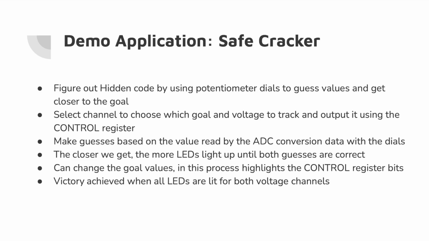We can change the goal by selecting the channel and doing a single-time voltage measuring conversion, which is now set to the goal. In this process, it also highlights the control register bits on the LED interface, so we can see what is happening with the fresh data and IP bits. Victory is achieved when all LEDs are lit up, and the voltage reads for both channels match the goal.